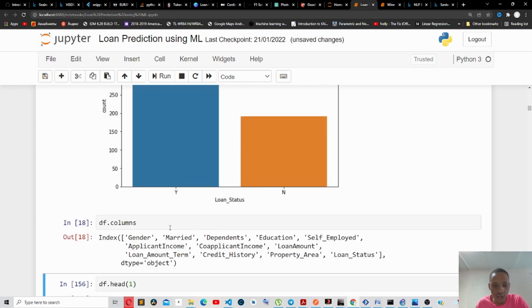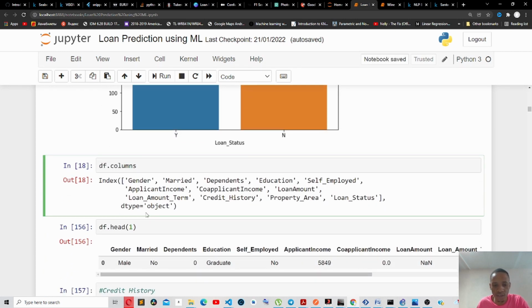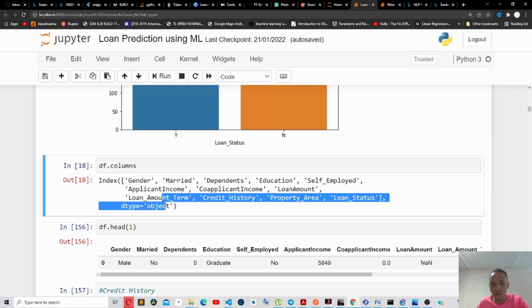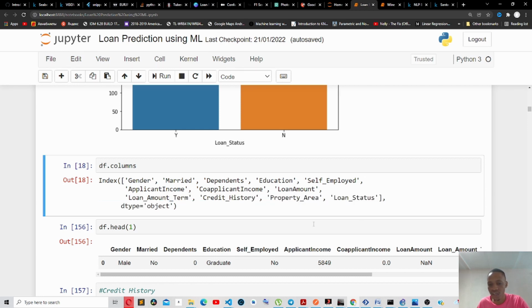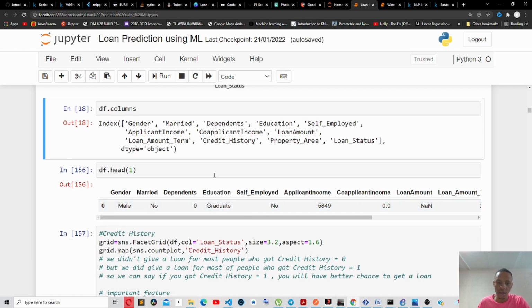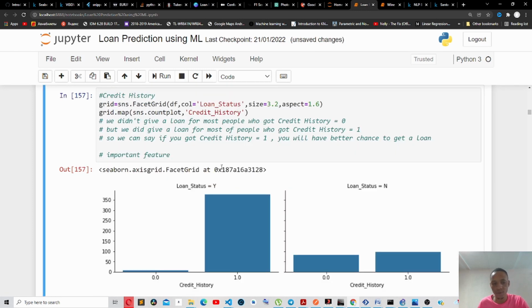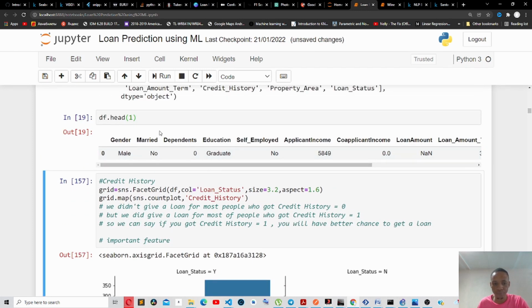And then we are going to use the .columns attribute to show the columns in our dataset. As you can see, we have the gender, married, dependents, education, self-employed, applicant income, co-applicant income, loan amount, loan term, credit history, property area, and loan status. And then we are going to display the first item in our dataset, as you can see now.